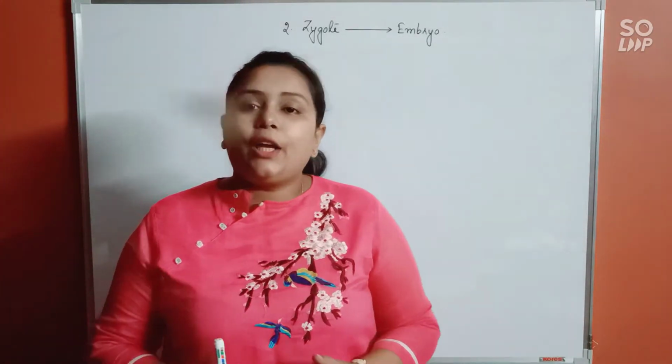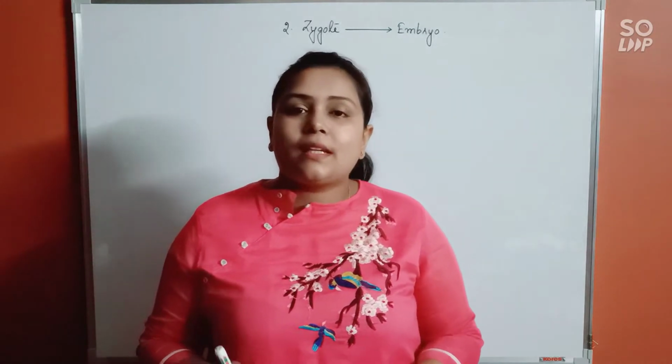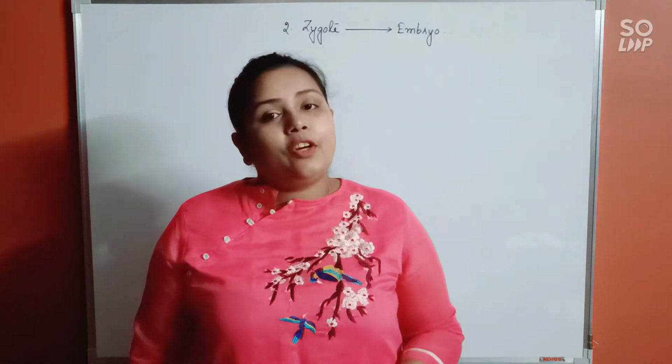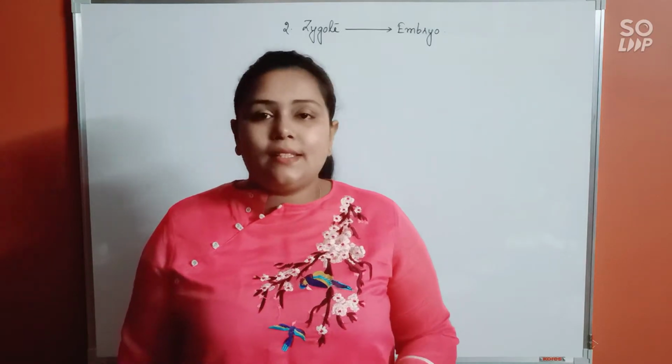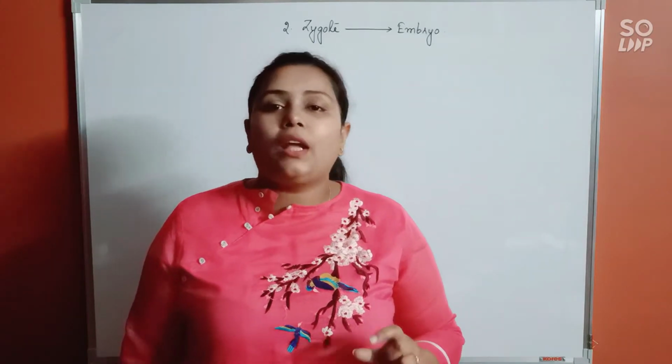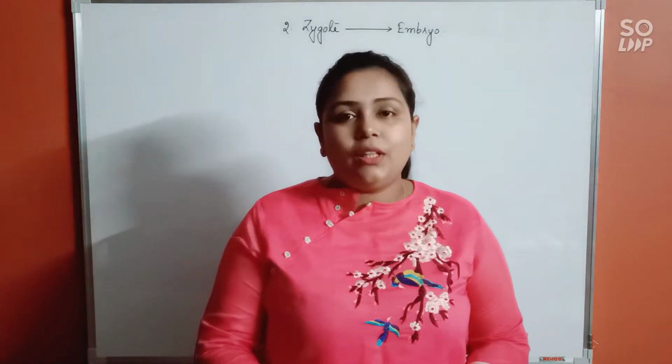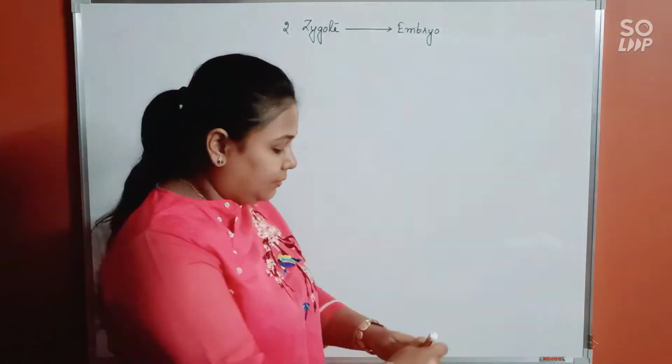Now, zygote developing into embryo will be discussed under two sections. In the first section, we'll discuss how dicot embryo develops, and in the second section we will discuss how monocot embryo develops. So let us start with dicot embryo development.